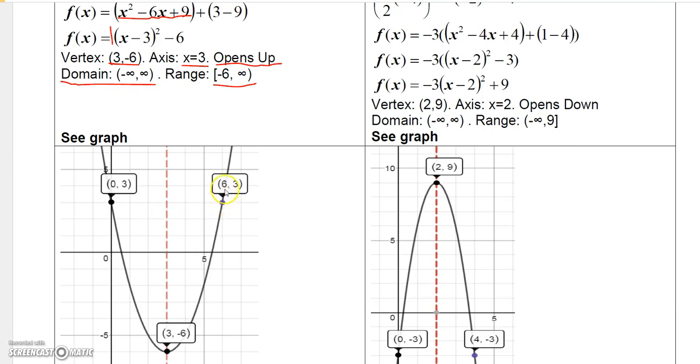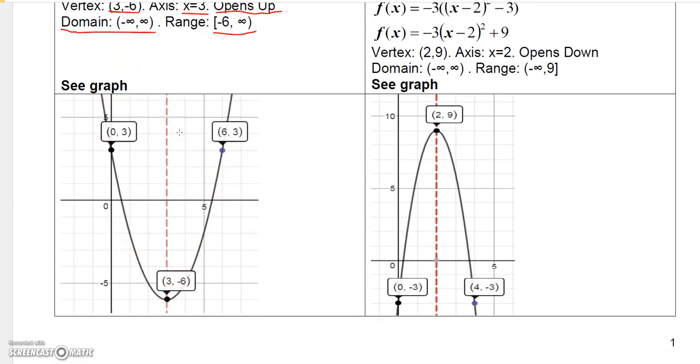So really all I had to do was just draw the parabola through those 3 points. And now you can see that the range of the y values goes from negative 6 on up to infinity. So that's why the range is negative 6 to infinity.